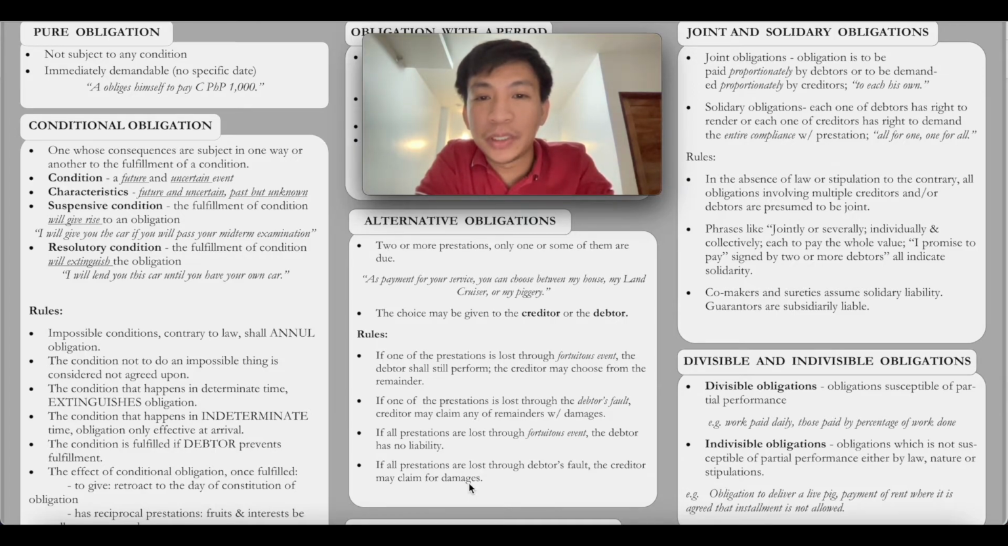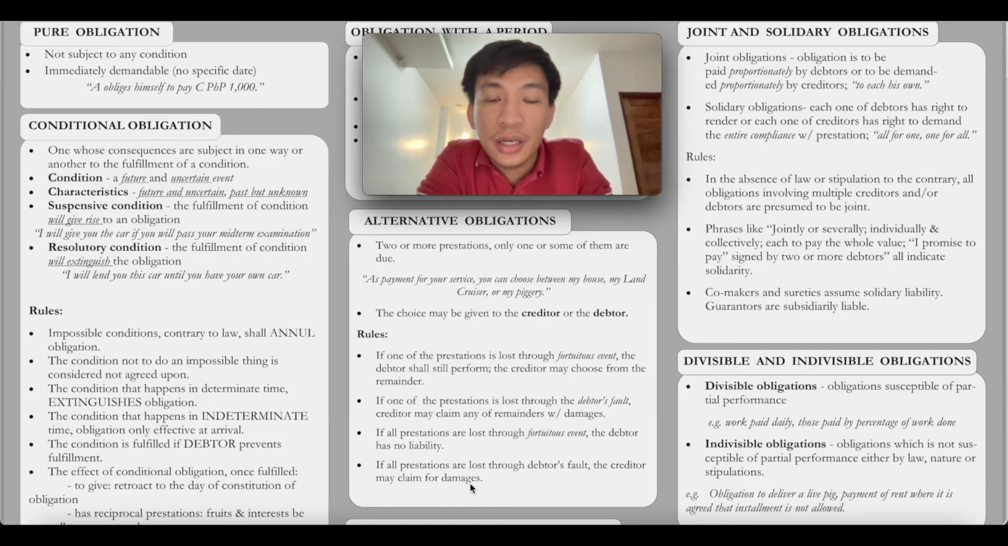Or those paid by percentage of work done. For example, nagpapagawa ka ng bahay, you are required to pay a certain amount. Kung natapos nyo ng 10%, that is divisible. Kung ganun yung pinag-usapan nyo. Kunwari, pag every 10% na matapos mo, babayaran ko yung 10% ng amount. Okay? So, that is a divisible obligation. Susceptible of partial performance. Yung mga pwedeng i-perform partially. Yung indivisible naman, yung mga hindi pwedeng i-divide either by law, by nature, or by contract, or by stipulations.